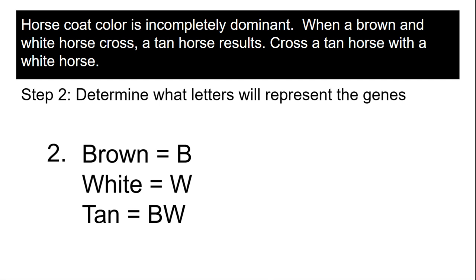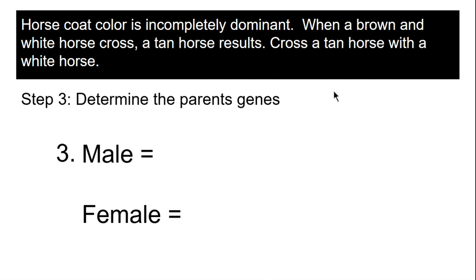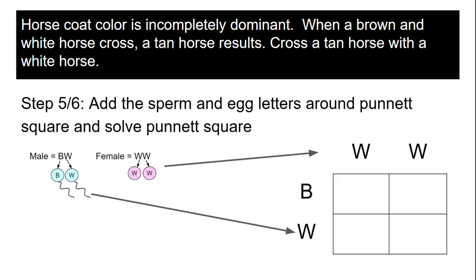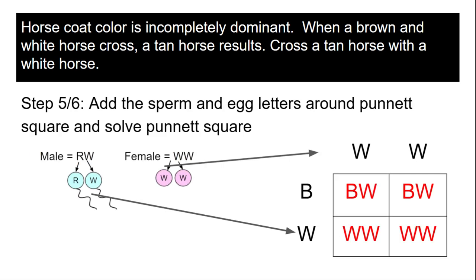When we do the parents, each parent needs 2 letters, so we have tan, that's going to be BW, and white, WW. We're going to still do our Punnett square, our sperm and egg the same way, so we're going to put BW, WW, fill it in.